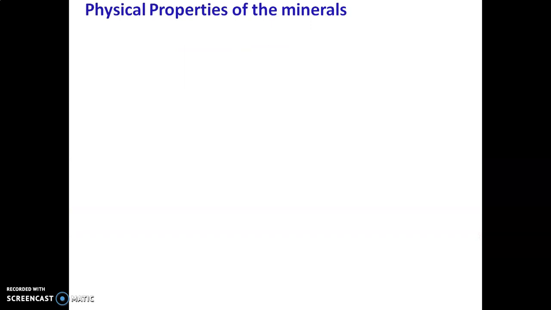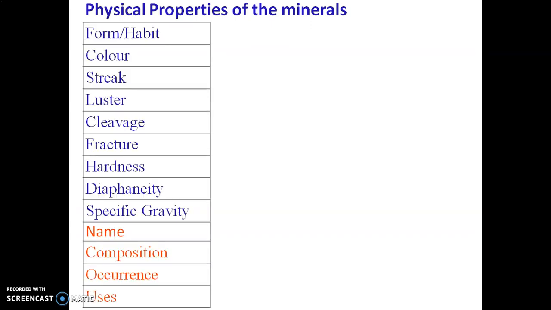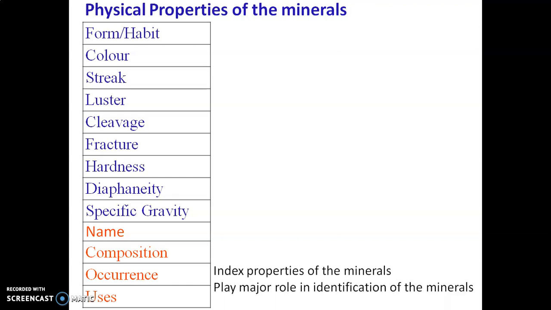Physical properties of minerals are form or habit, color, streak, luster, cleavage, fracture, hardness, diaphanity, and specific gravity. Based on these properties, one can identify the mineral, name it, and write the chemical composition of that occurrence. At the end, it's necessary to mention the engineering use of the mineral.